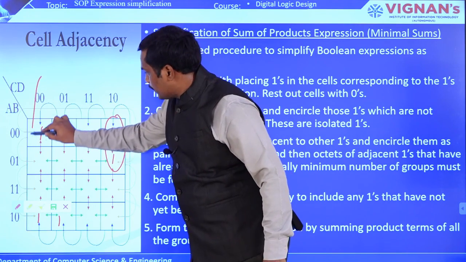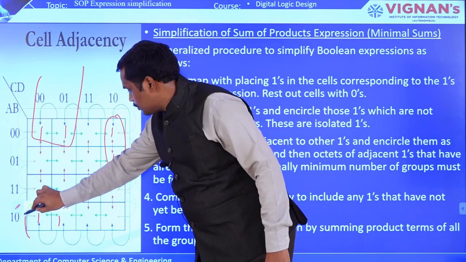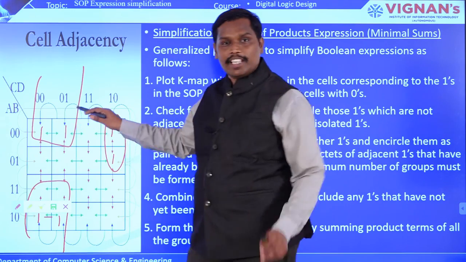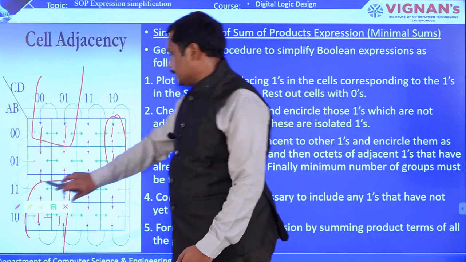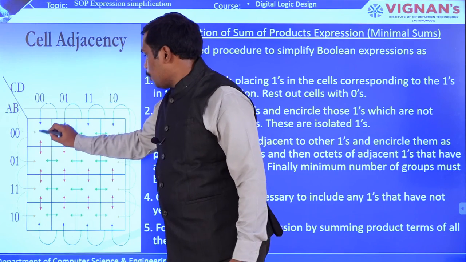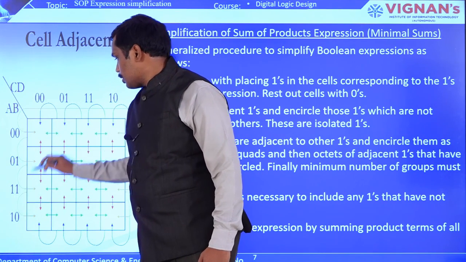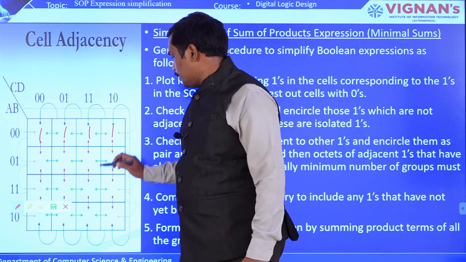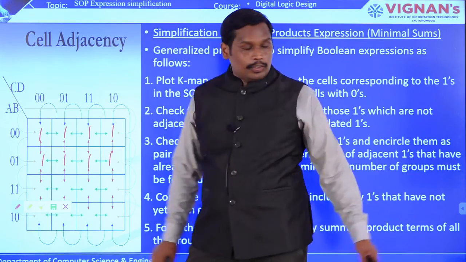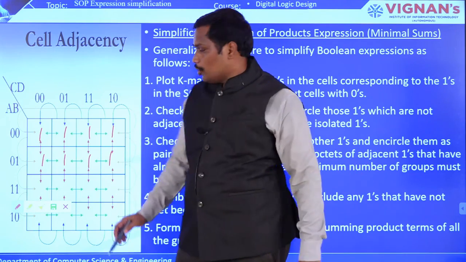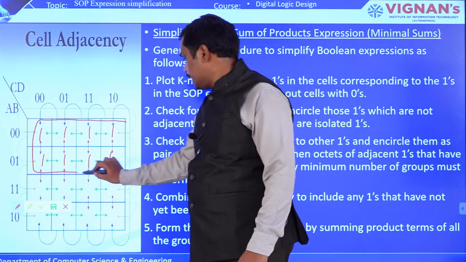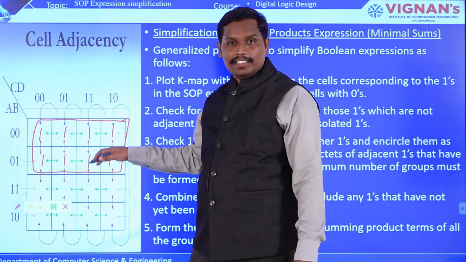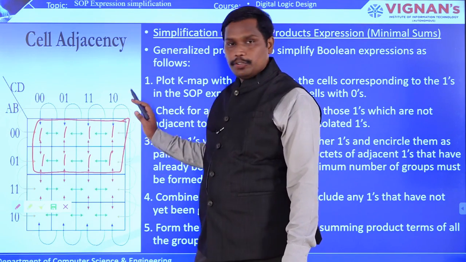this can be marked, these 2 and these 2. This can be called a quad. And if I have a set of ones like this, you can see here the third one is an octet. An octet can be grouped, with 8 ones in number. So this is done by grouping 8 adjacent ones as an octet. This is how you are going to see cell adjacency.